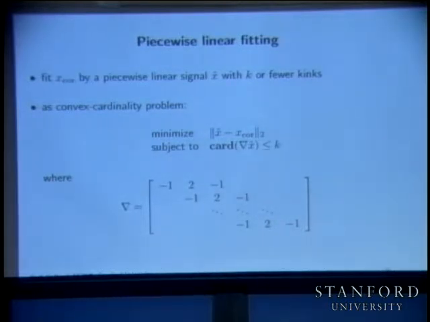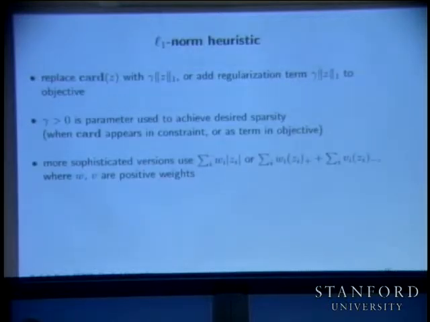So, okay. Finally, we'll get to the L1 norm heuristic. It's embarrassingly simple. The simplest version of it, we'll look at much more sophisticated ones later. But the embarrassing one is this. You simply replace the cardinality with some multiple of the 1 norm. It's that simple. Or you add it to the objective. And then gamma is a parameter that you use to tune things.